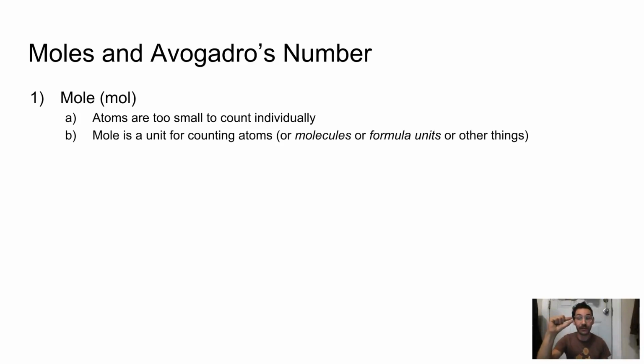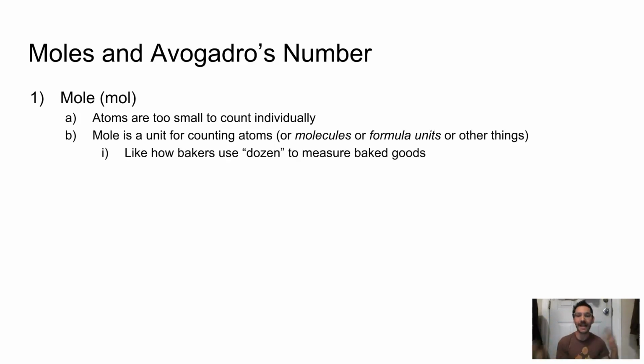Now, this is kind of like how bakers use the term a dozen to measure baked goods, because when they're making and selling baked goods, they've got a lot of them. It's easier just to say, hey, we're going to sell 3 dozen than it is to say we're going to sell 36. It cuts down on math and makes things easier by using smaller, simpler numbers. Well, a dozen is equal to 12. A mole is equal to Avogadro's number.